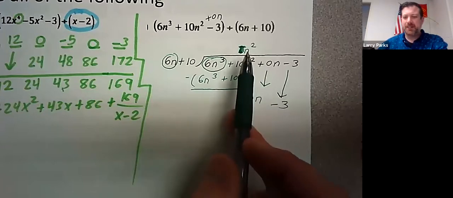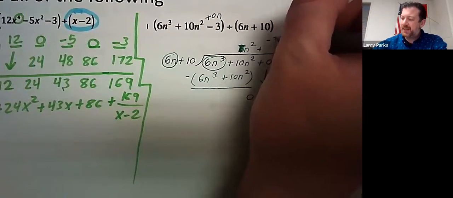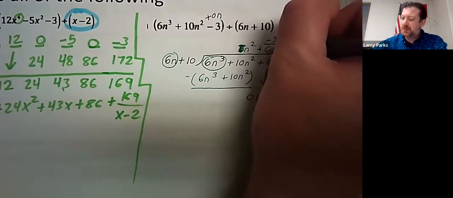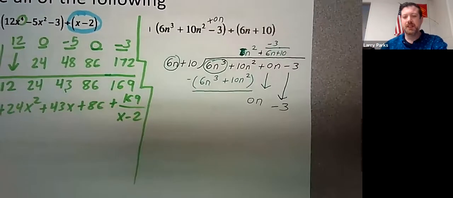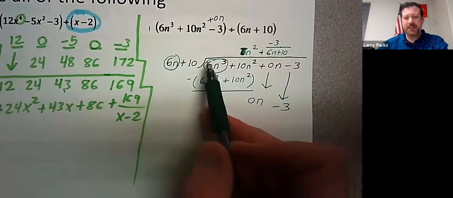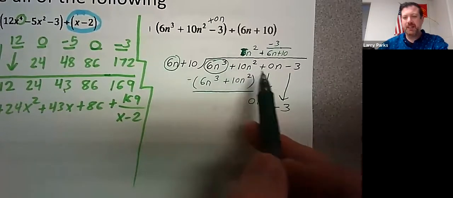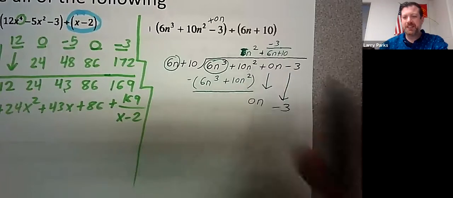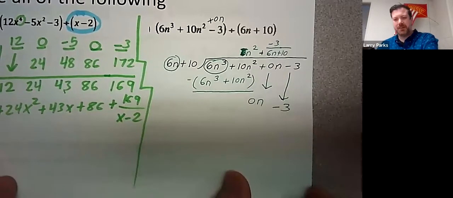So I would have n squared plus -3 over 6n plus 10. Okay. And if you think about it, 6n times n squared is 6n cubed. 10 times n squared is 10n squared. And then you have a -3 left over. So that's all that's happening. That one was not a good example.